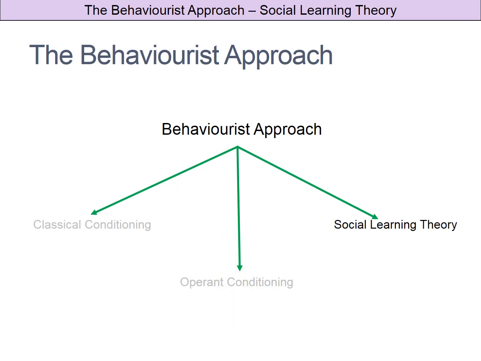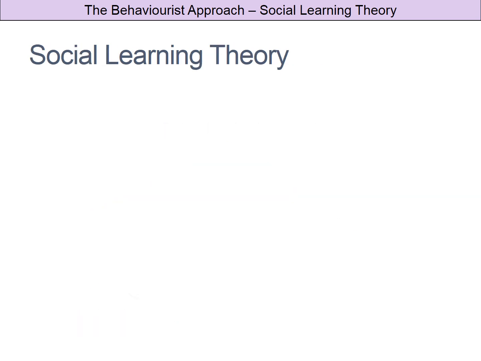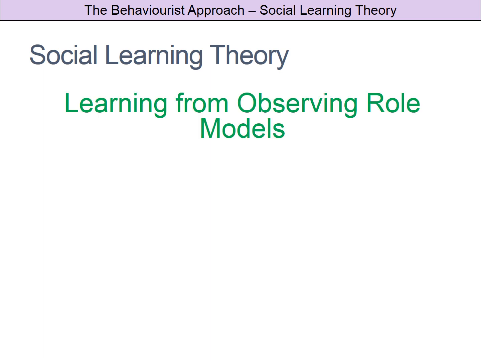Now, so far we've looked at classical conditioning and operant conditioning, and both of these are examples of traditional learning theory. So we learn directly from consequences or from associations. Social learning theory is really saying that we learn from people around us. So we learn from observing role models.